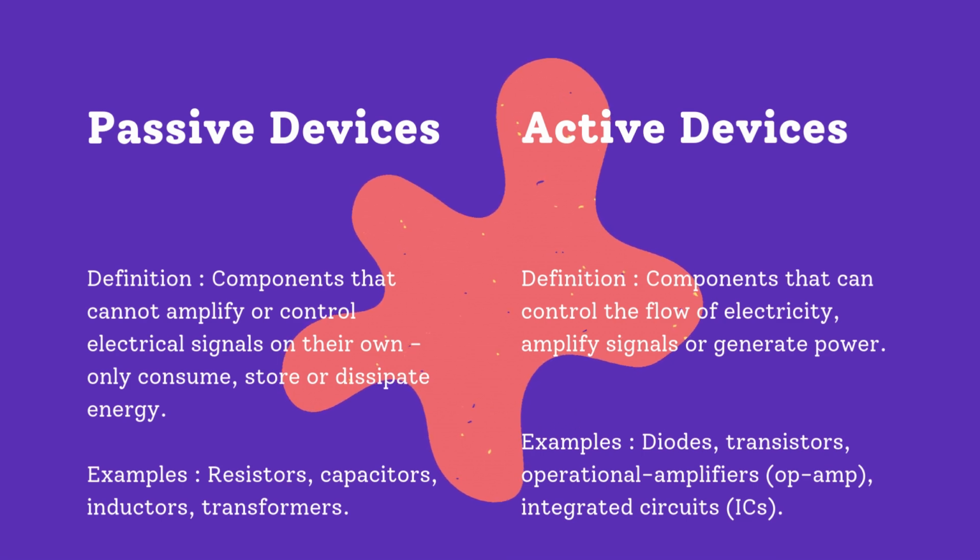Active components, on the other hand, such as diodes, transistors, and integrated circuits, require power to operate. They can amplify, switch, or generate signals. In short, passive devices manage energy, while active devices control and amplify it.